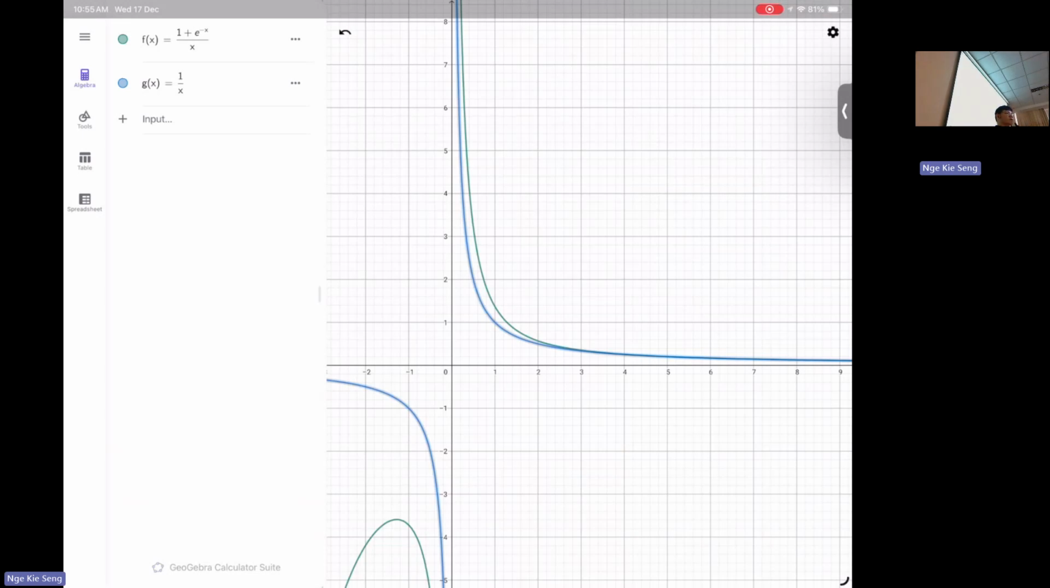Can you see why it's almost the same? e to the minus x, when x goes to infinity, what do you get? 0. So it's almost like 1 plus 0 already, if x goes very far. Okay? 1 plus 0. Does it make sense?